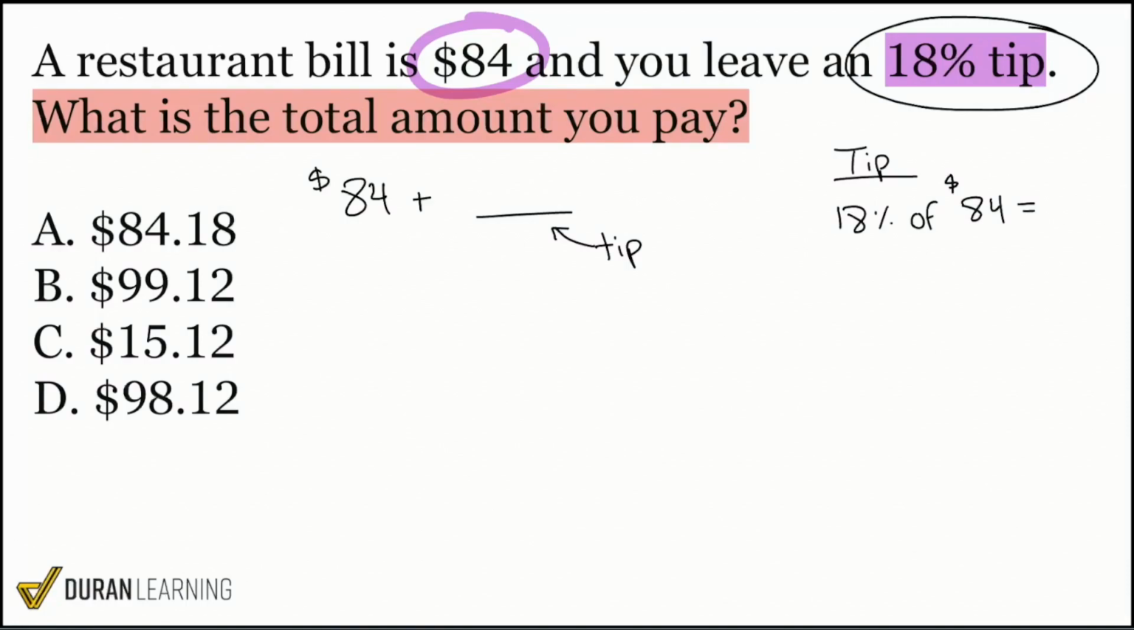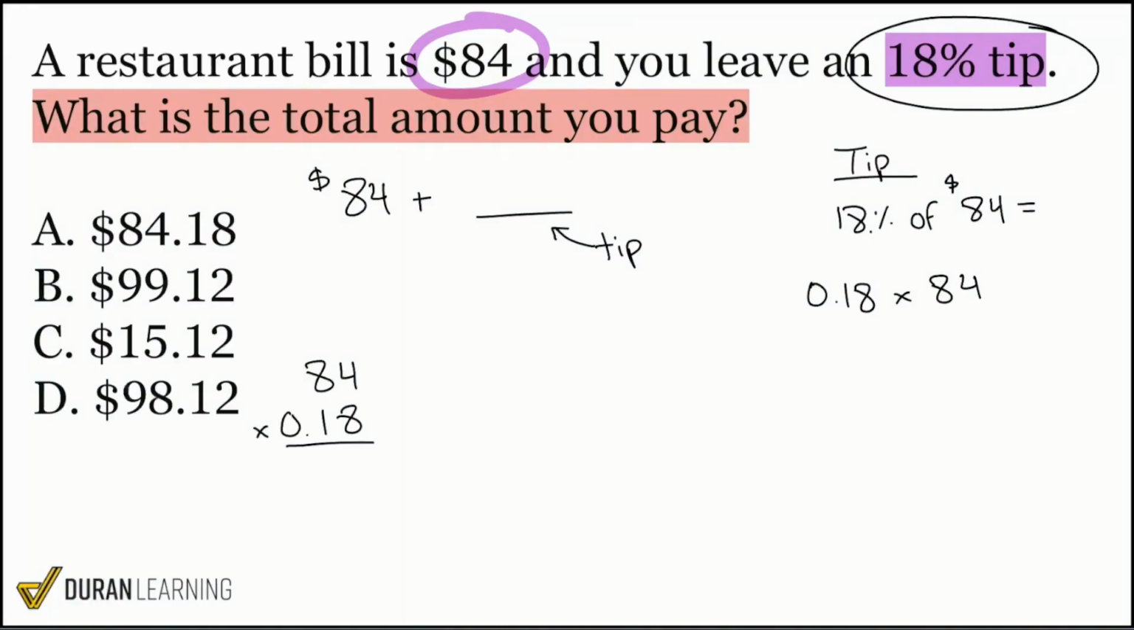And so what that's going to turn into is we're going to take the decimal here, move it twice to the left to convert that percentage. So that'll be 0.18 multiplied by 84. So let's go ahead and calculate this over here. 84 multiplied by 0.18. Move that over slightly.